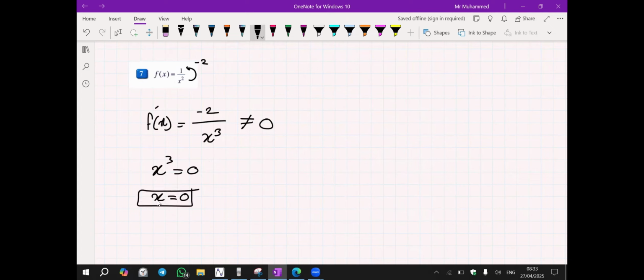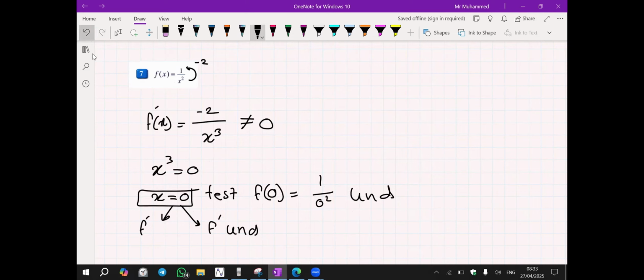Now, since we found this x equal to 0 based on making denominator undefined, then we need to test it in the function itself. F of 0 is equal to 1 over 0 power 2, which is undefined. So x equal to 0 makes f prime undefined and makes f undefined as well. That means at x equal to 0, we have vertical asymptote. So at x equal to 0, there is a vertical asymptote.